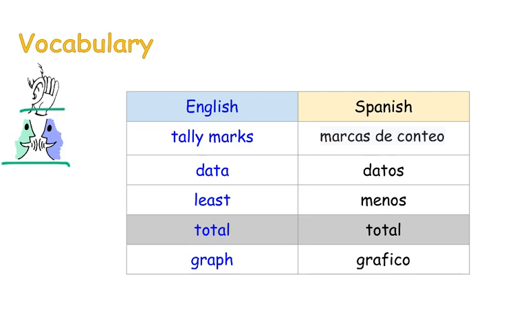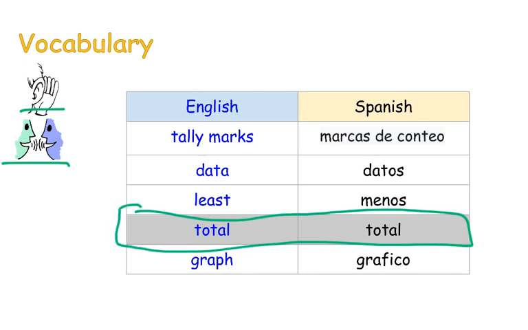Total. Now, we've talked about this word before when we were doing our number bonds. And I have this gray bar around it because there's something specific and special about this word. What do you notice about this word in English and in Spanish? Yes, it's spelled the same. The pronunciation is a little bit different, but this word is called a cognate. That means it's the same in English and in Spanish. So our last word is graph. Graph. Gráfico.